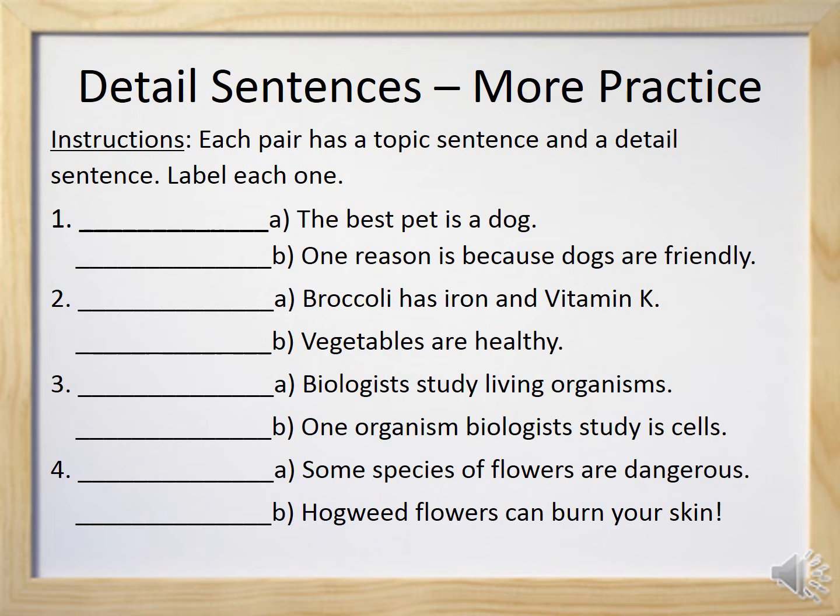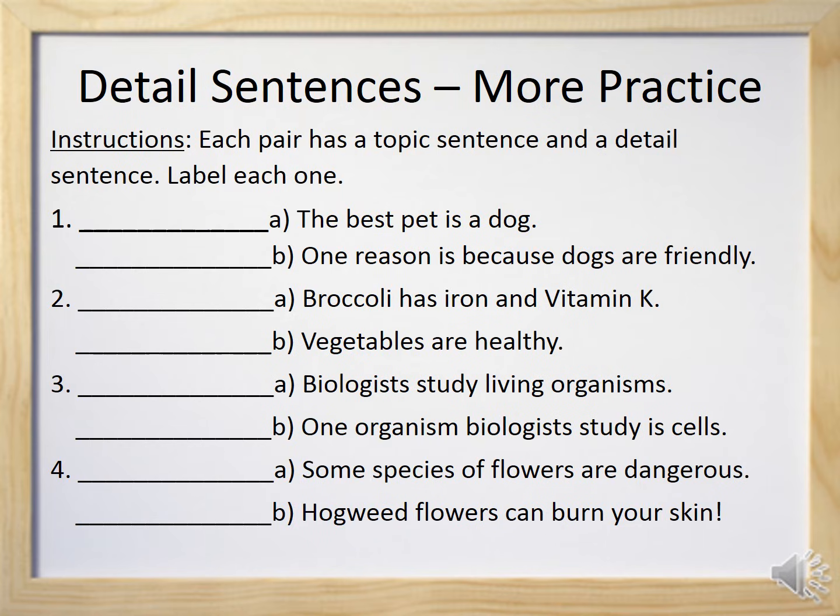Detail sentences, more practice. Instructions. Each pair has a topic sentence and a detail sentence. Label each one. Number 1. A. The best pet is a dog. B. One reason is because dogs are friendly. Is A a topic sentence or a detail sentence? And what about B? Is it a topic sentence or a detail sentence?